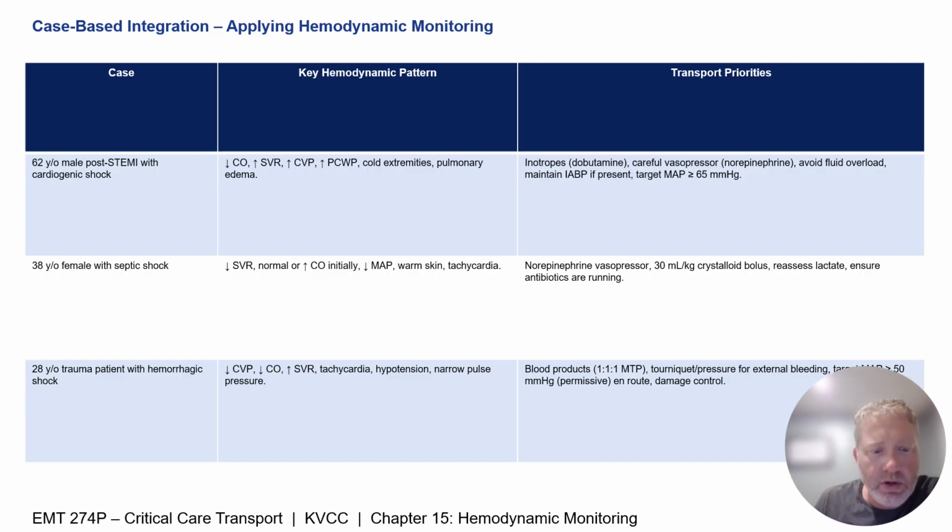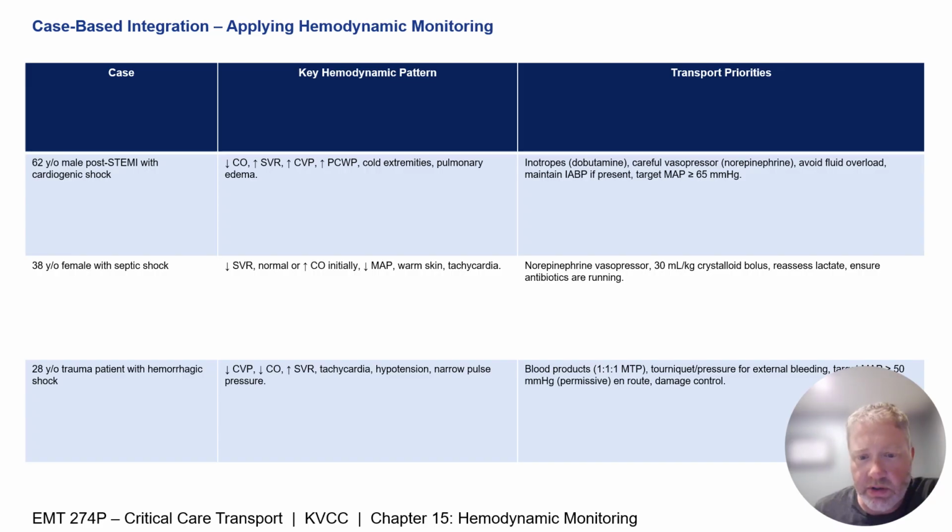The middle patient, 38-year-old female with septic shock. The septic shock patient illustrates a low SVR with relative or absolute vasodilatory failure. So, 38-year-old female, septic shock, she's going to have a low SVR, will probably have normal or even an increased cardiac output at first, but then after time, a decreased MAP, warm skin, tachycardia.